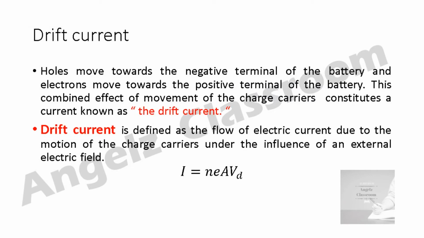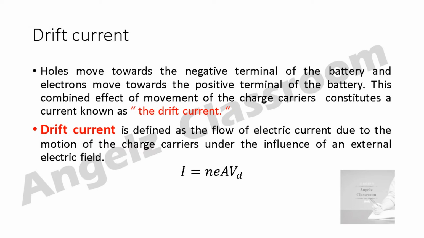Next one is drift current. The holes move towards the negative terminal of the battery and the electrons move towards the positive terminal of the battery, and this combined effect of the movement of charge carriers constitutes a current, and that current is my drift current. In the proper definition, drift current is defined as the flow of electric current due to the motion of charge carriers under the influence of an external electric field.